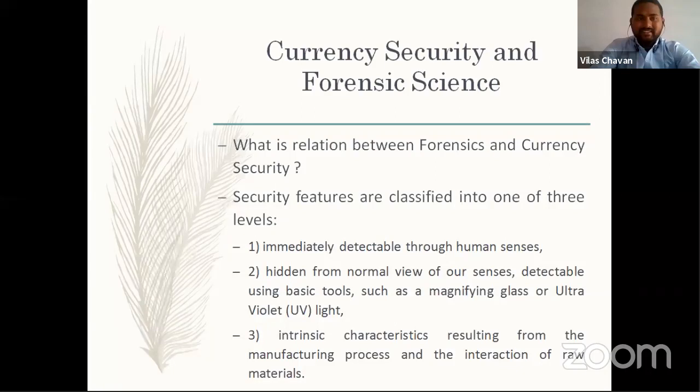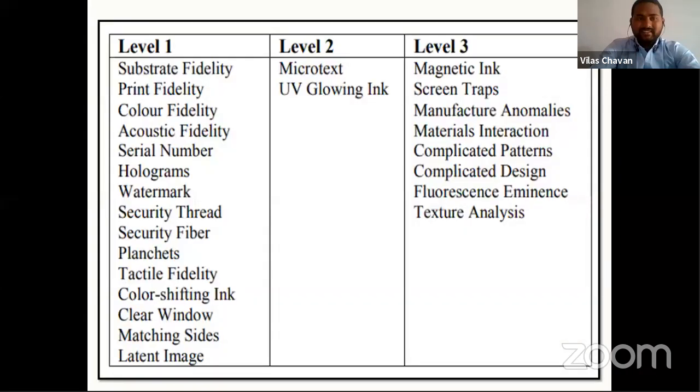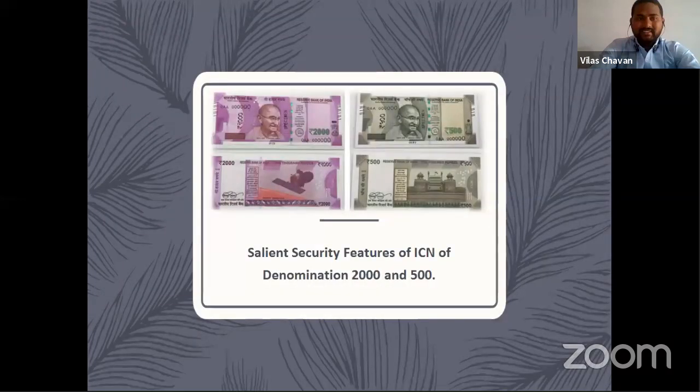Now we'll discuss our core topic, that is security features of the Indian currency notes of denomination 500 and 2000. So first we'll discuss those features which are already available on RBI's website. Then we'll discuss some hidden features which are extracted by using VSC 6000.